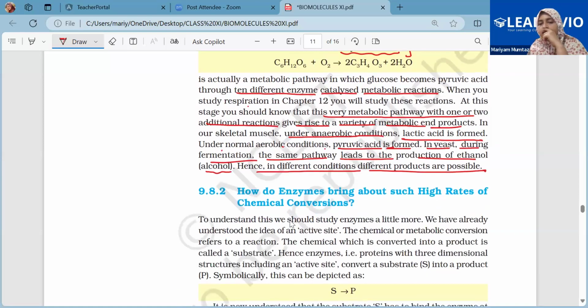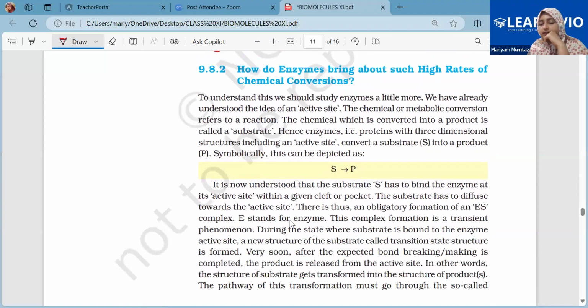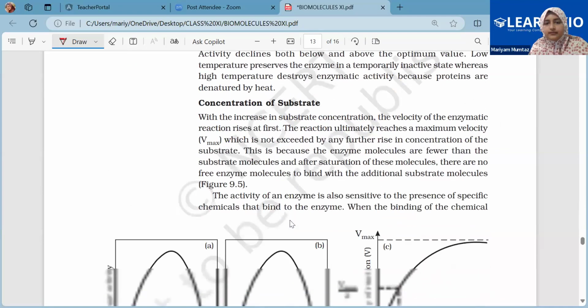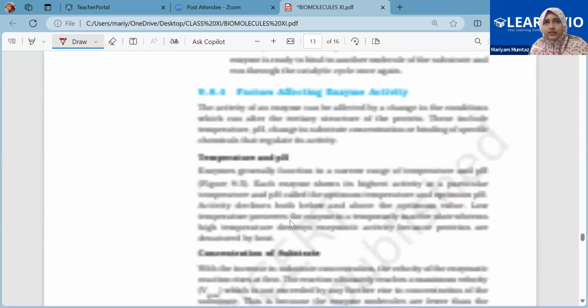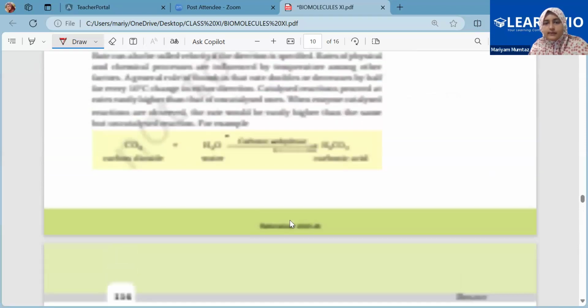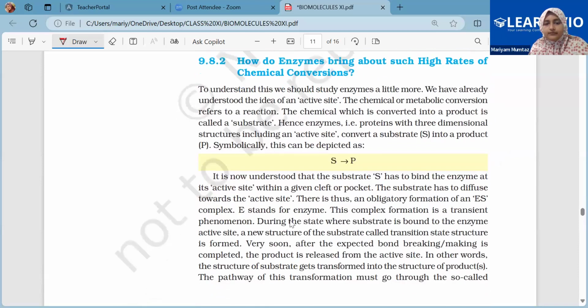Now, tell me one thing. Where does aerobic respiration take place? In the cells. That's right. Where in the cell? Cytoplasm. No. Mitochondria.